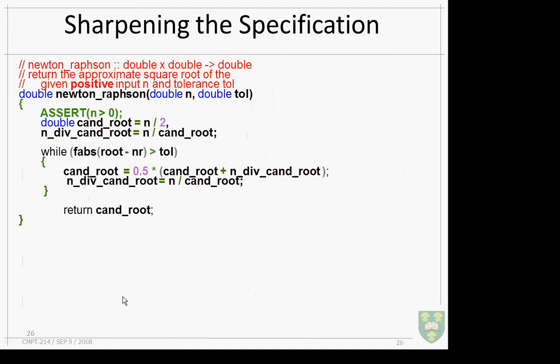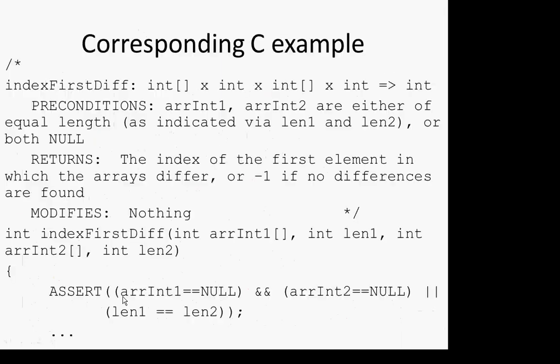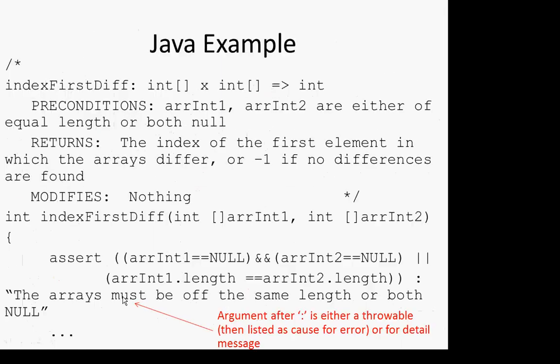So this is what it might look like in Java. Here we have a method, and it takes some arguments, and there's some precondition. Either the first array and the second array are equal length, or both are null. And here we can actually check in the assertion, okay, is this true? Either they're both null or they're of equal length. You put in an assertion, it checks, for example, these preconditions.